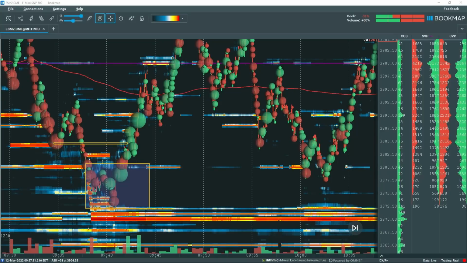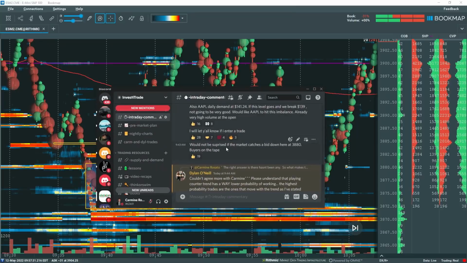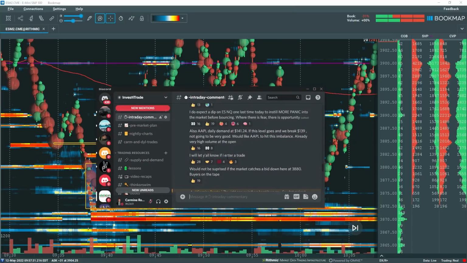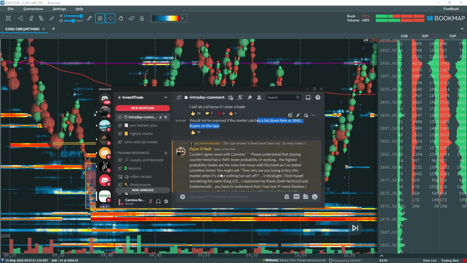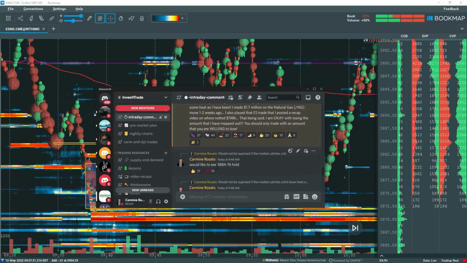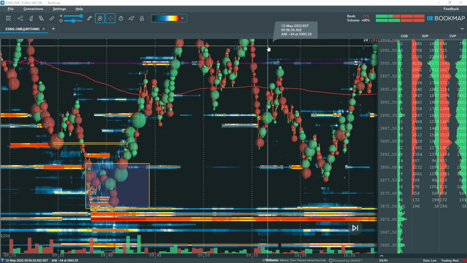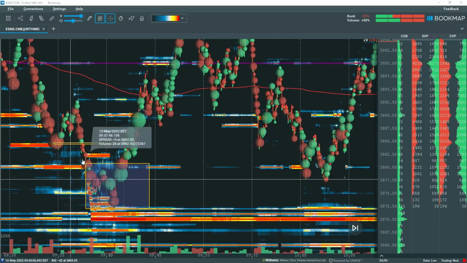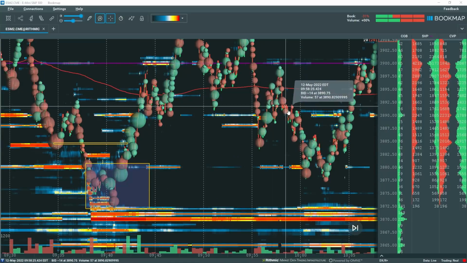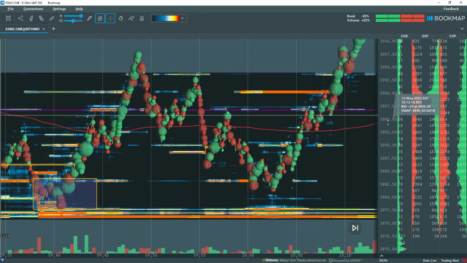And in the Discord, I was even saying, let me pull this up here, that as soon as I saw that, I said I'm not going to be surprised if the market catches a bid down here at 3880. There's some strong buyers on the tape. And then a few minutes later, I said I would like to see 3884, the 76 hold, because this area that I wanted to hold was the retest of where this buyer basically got into his weird activity. The market pulled back perfectly to where we saw this activity, and this could have been a nice little retest for you to possibly take the market long.